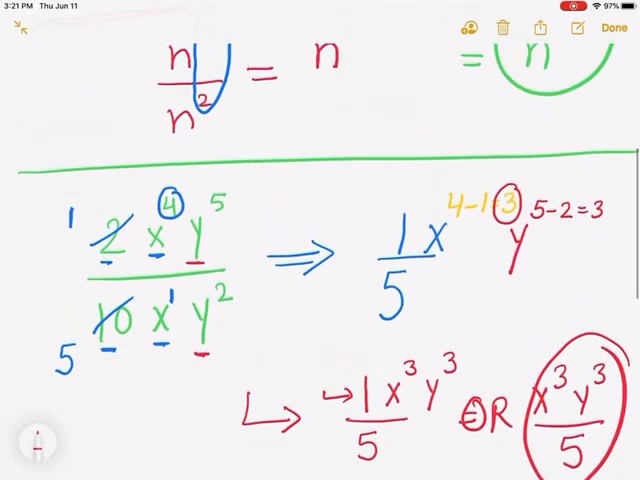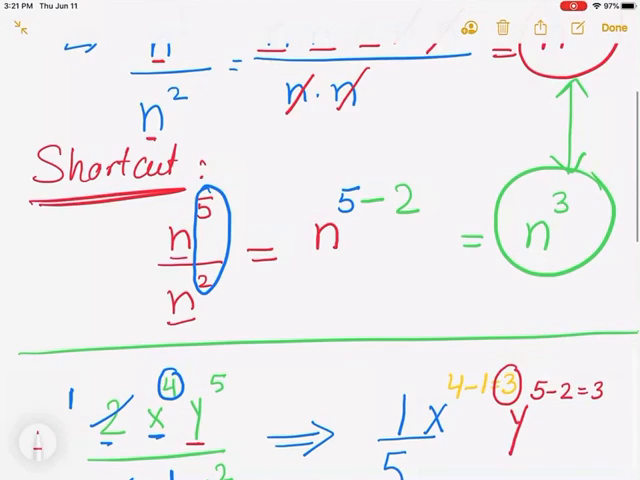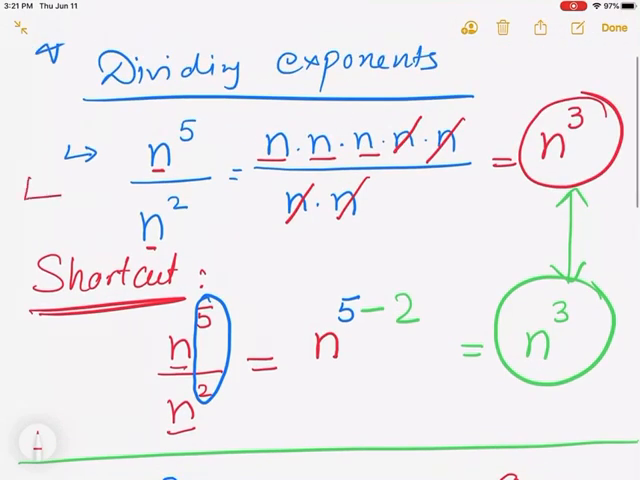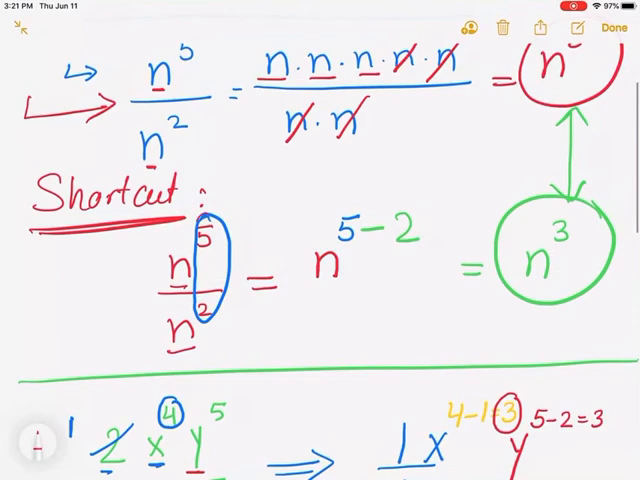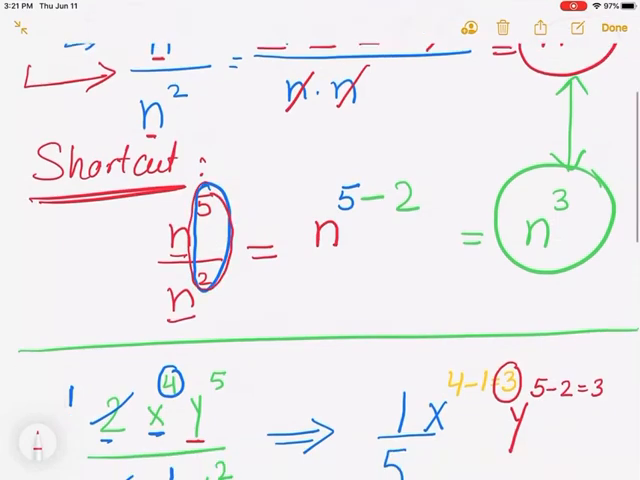So the idea is, if you see same bases dividing, you can actually expand it out first like this and then cancel, and then write your answer based off the leftover expression. Or here's a shortcut: just take the exponents and subtract, that would be your answer. So this is pretty much all.